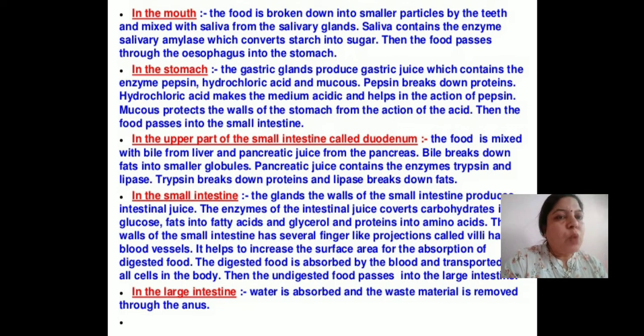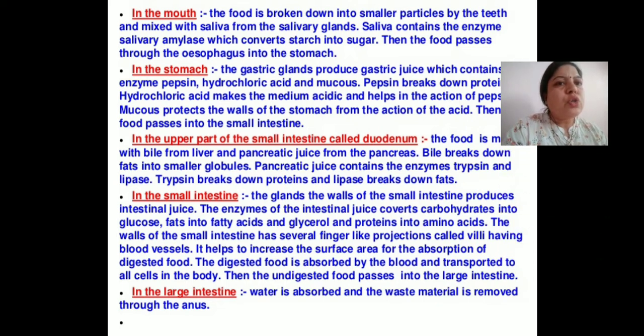In the upper part of the small intestine, which is known as the duodenum, the food is mixed with bile from the liver and pancreatic juice from the pancreas. Bile breaks down the fats into smaller globules. The pancreatic juice contains the enzymes trypsin and lipase. Trypsin breaks down proteins and lipase breaks down fats. The walls of the small intestine produce intestinal juice.